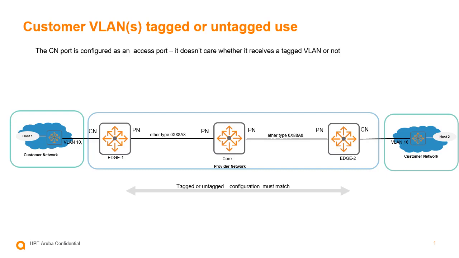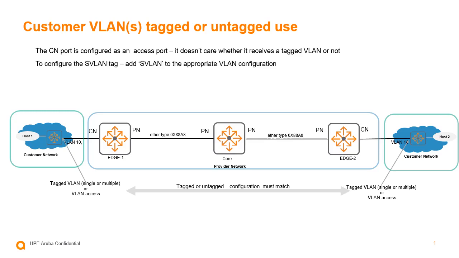So the CN port is configured as an access port. It doesn't care whether it receives a tagged VLAN or not, and I'll go through the detail of this in the configuration section. What this means is that the CN port will receive frames tagged or untagged, and the SVLAN tag will be added to the frame as the frame traverses the PN port. Multiple tagged VLANs are supported on the link. To configure a CN port, just add SVLAN to the appropriate VLAN configuration, and that's all you need to do.